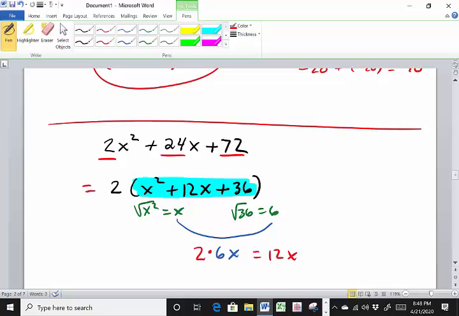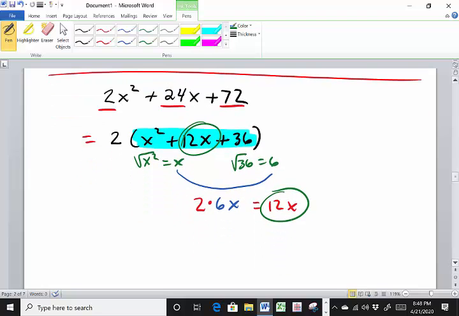Hang on, let me do this right here. Yeah, we're good. I was looking at the 24 up there. I'm sorry, I forgot I factored it. So here's the 12x and the 12x right here. So we're good. So we know that is a perfect square trinomial.